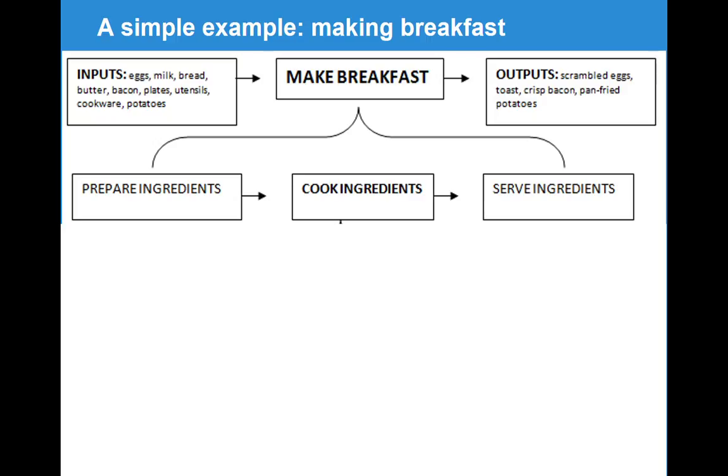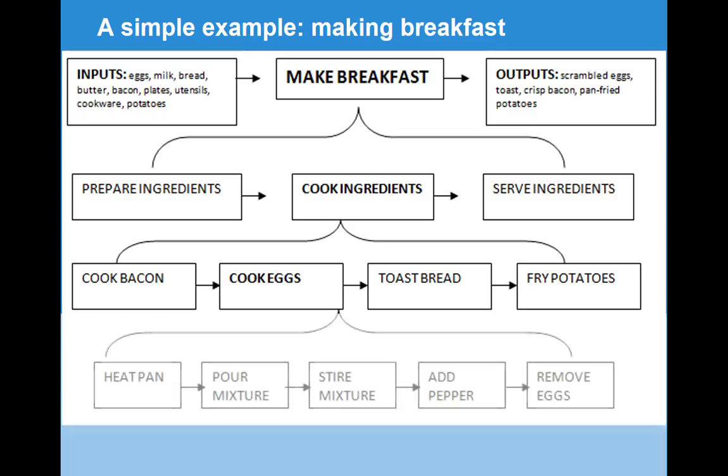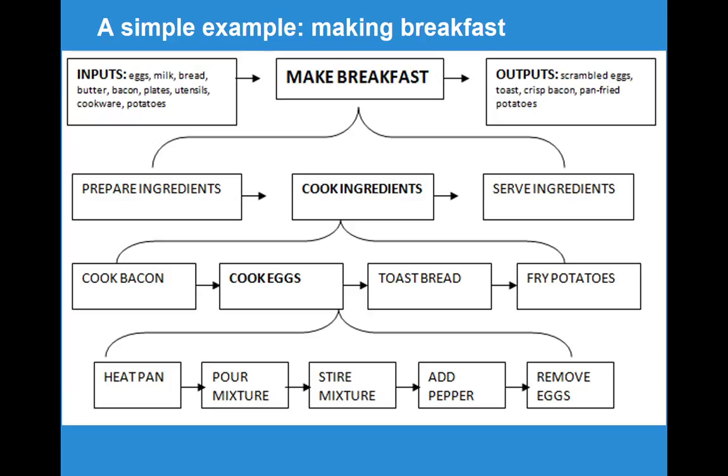But you can break down each one of those steps into sub-steps with more detail. We cook our bacon, then we cook our eggs, then we toast our bread, then we fry our potatoes. Then we want to delve even deeper, for instance, into cooking our eggs, and we can delineate individual detailed steps that make that process happen. We heat our pan, we pour our egg mixture in, stir it, add some pepper, and remove the cooked eggs. And each one of those cooking steps could be broken down into further sub-steps like that.